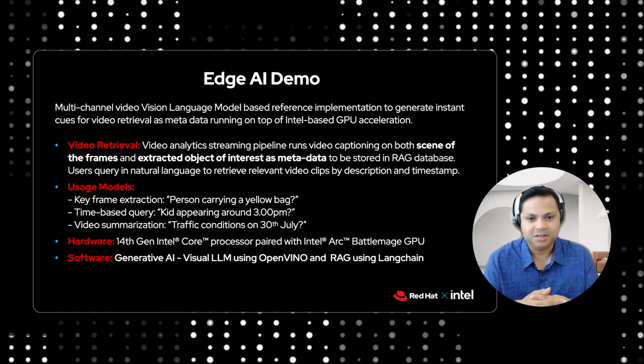The hardware used in this demo is an Intel Core processor paired with an Intel Arc Battlemage GPU. The entire demo is running locally on the system, which adds extra security, as the data is secure, always on-prem, and doesn't need to go out to the cloud. For the software, the VLM and LLM AI models used for inferencing are optimized using OpenVINO, and a RAG vector database is used to extract accurate information from the video or summarize the video.